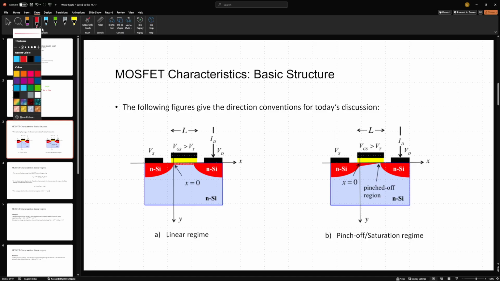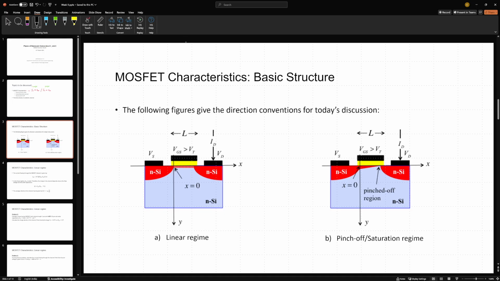Let me choose the right color. I think black would be good for this. Typically, when we are looking at a depletion mode MOSFET, we have the source, the drain, and a channel in between. Oh, this is a P MOSFET. Wait, why is this N here also? Strange. This should have been P because this is N and N over here. Whatever, these are minor typos. You can see what these are.